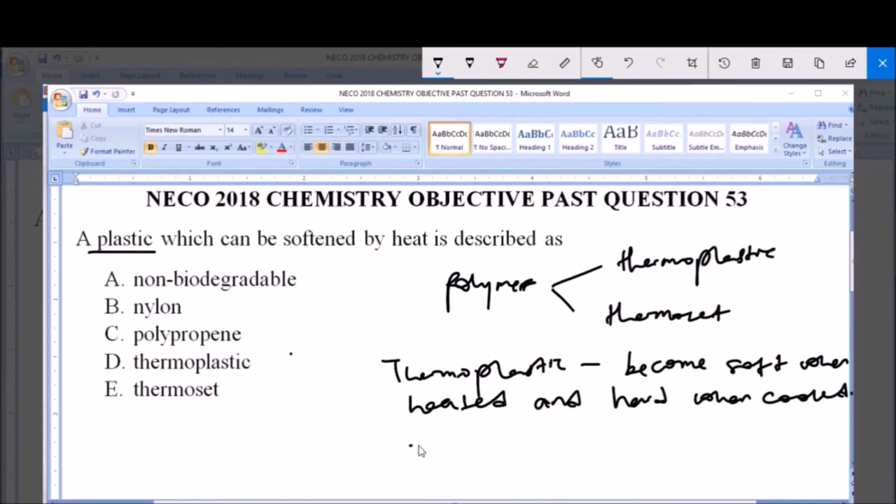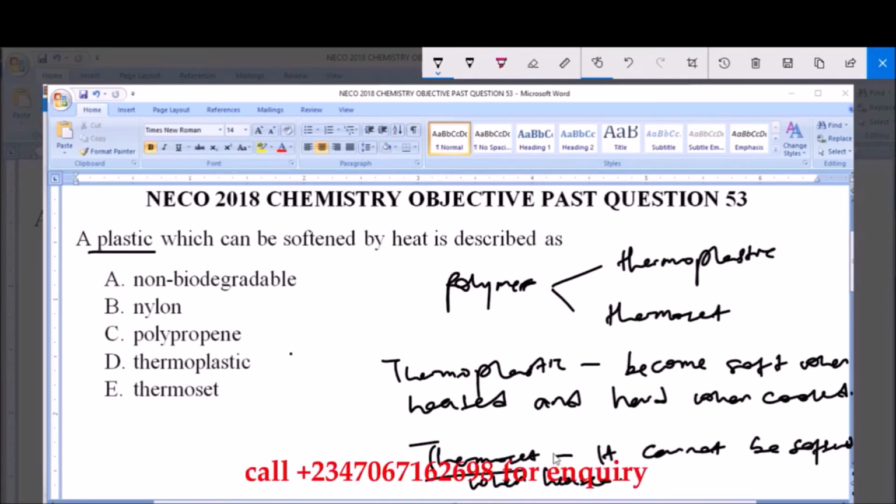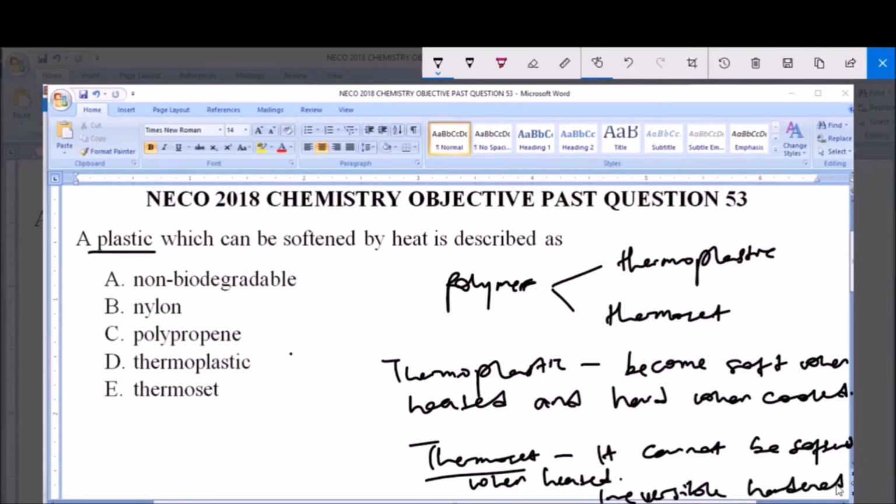But a thermoset plastic cannot be softened again when heat is applied or when heated. This is because during its formation, it is irreversibly hardened. So even when heat is applied, it is impossible to soften this plastic to form a new shape.